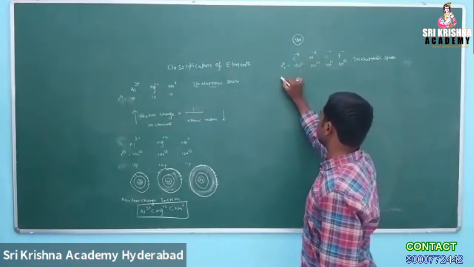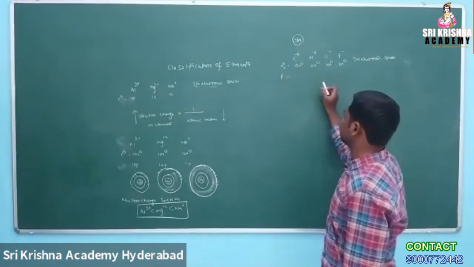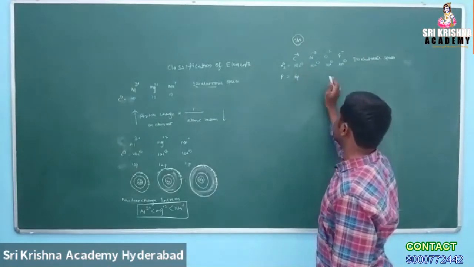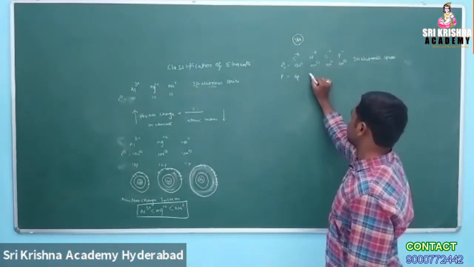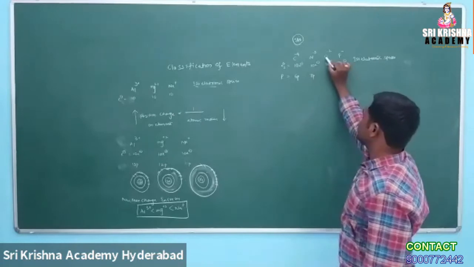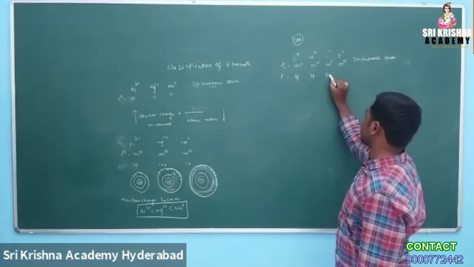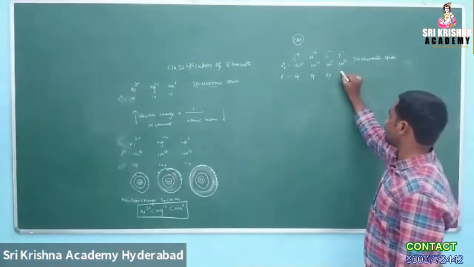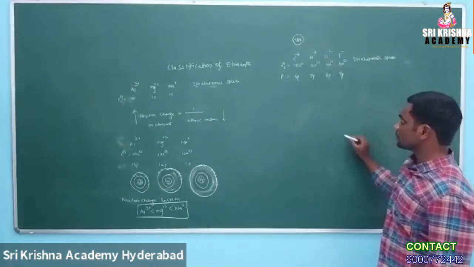Now count protons. Number of protons means P. Carbon atomic number is 6, so 6 protons. Nitrogen atomic number is 7, so 7 protons are present. Oxygen atomic number 8, 8 protons. Fluorine is atomic number 9, so 9 protons.